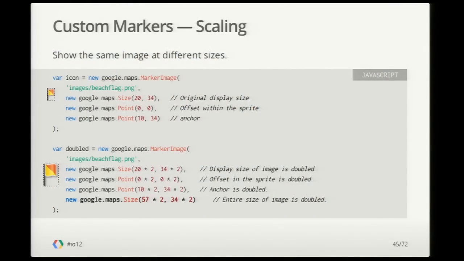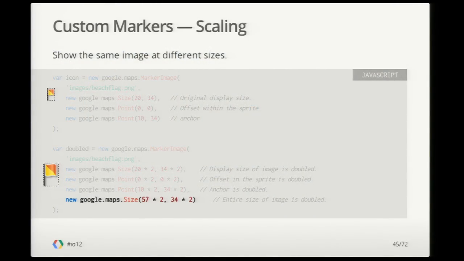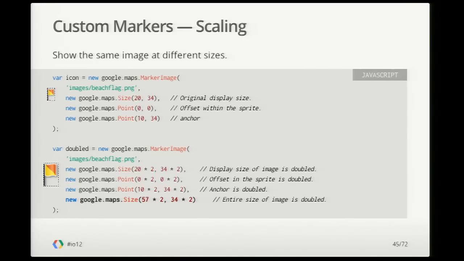To scale the icons, we add a fifth parameter. The fifth parameter is the entire size of the image. So if it's a sprite, not just the part you want to show, but the entire size, after scaling. So if the image was originally 57 by 34 pixels, we multiply that by 2. And we need to specify that in the fifth parameter to marker image. You also have to multiply the display size, the offset, and the anchor by 2. But the key part is adding that scaled size. And the scaled size is not required if you are not scaling the image.